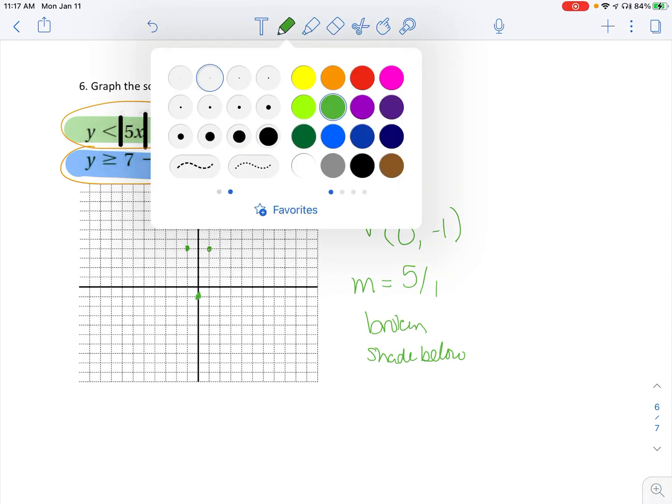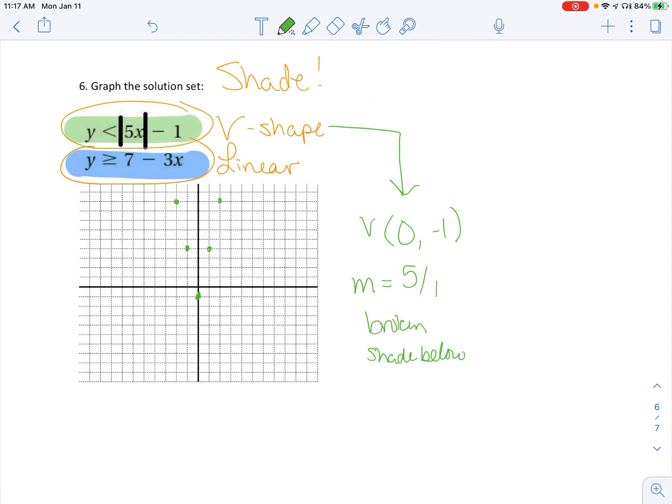Let's see, I got a little broken thing here. Oops. Shade below.